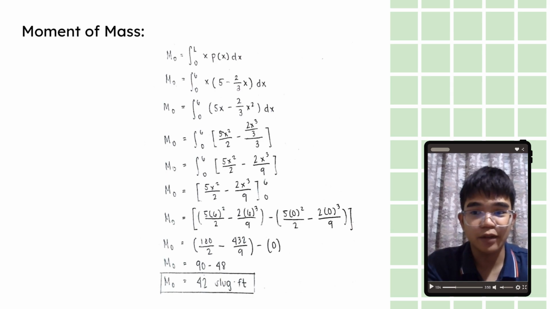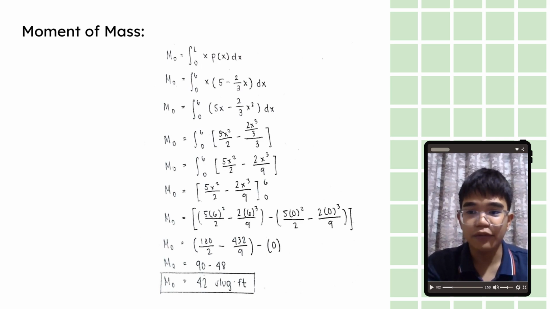Next, we have to find the moment of the mass of the rod. M sub 0 equals the integral from 0 to L of x times p of x dx. Since the interval is 0 to 6 and p of x is 5 minus 2 over 3 x, we now have M sub 0 equal to the integral from 0 to 6 of x times 5 minus 2 over 3 x dx. We first calculate x times 5 minus 2 over 3 x, then we find the antiderivative of the function. Now we have M sub 0 equal to the integral from 0 to 6 of 5x minus 2 over 3 x squared dx.